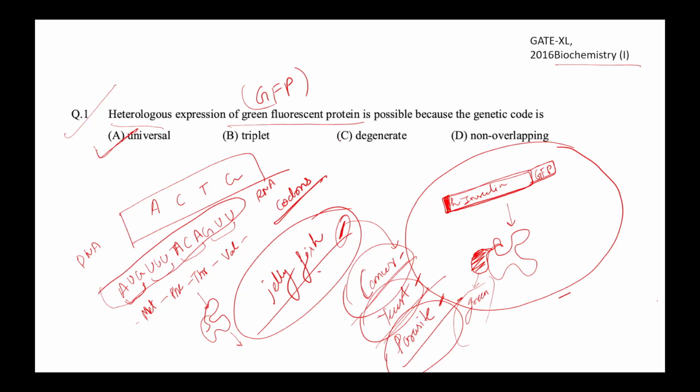The other option which says triplet has nothing to do with the expression. Degeneracy also is not indicating the same thing which is indicated by the universal. It means more than one codon codes for the same amino acid, but if the same codon is there, it will code for the same amino acid only. And non-overlapping is also not true. So these three options are not correct for this particular question. Only the universal nature of the genetic code is allowing the heterologous expression of the green fluorescent protein or any protein. So the correct option is the universal nature.